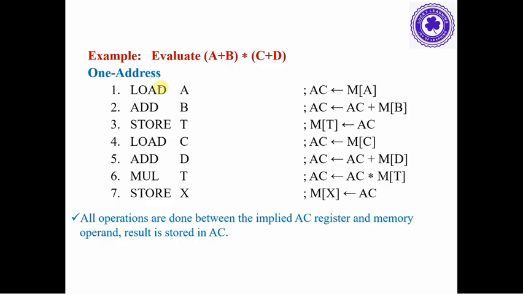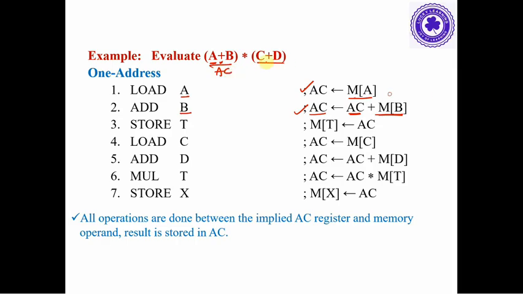This is single accumulator organization. What it requires: load this A value into the accumulator. Memory at location A is loaded into the accumulator. Then it requires to be added with B. A is already in the accumulator. Then when we say add B, the accumulator content is added with the memory location at B and the result is stored into the accumulator. Now this result is in the accumulator.